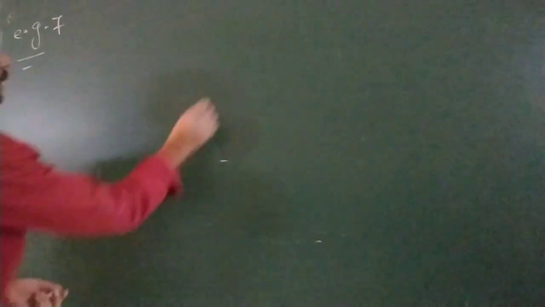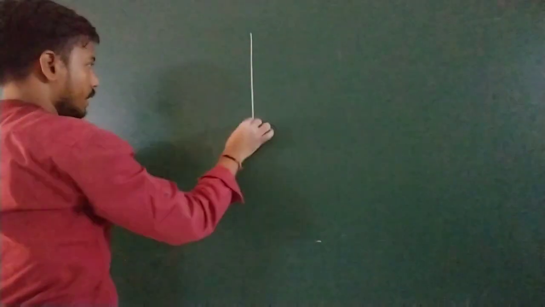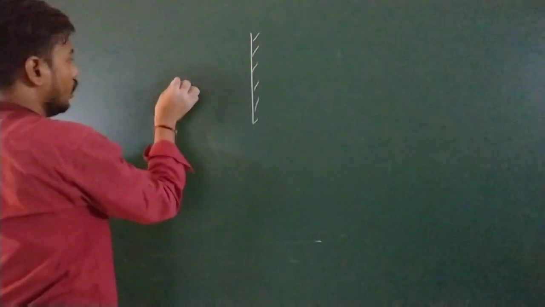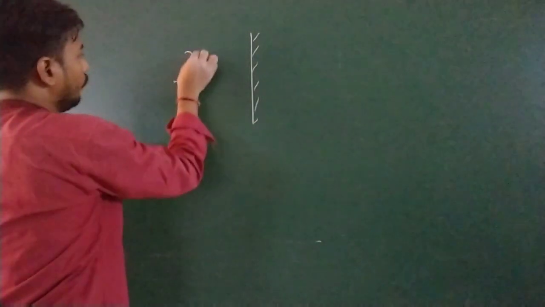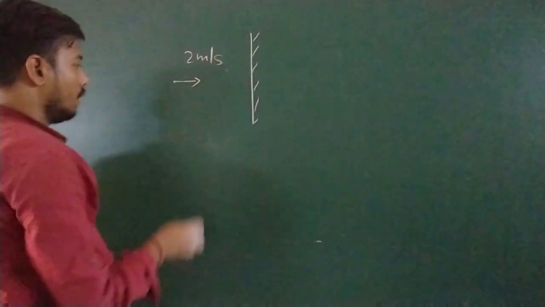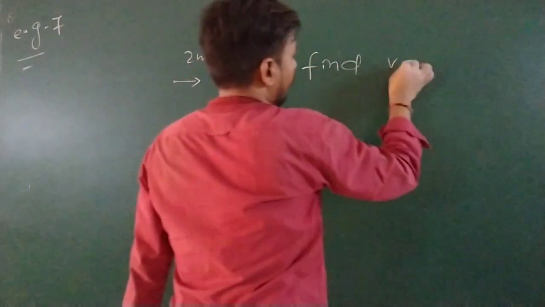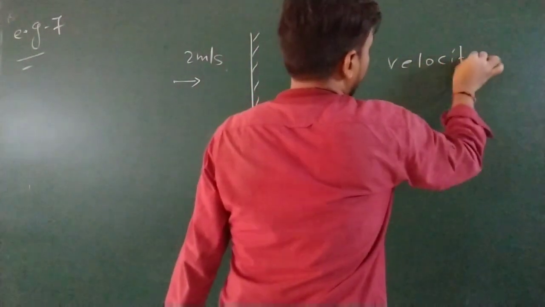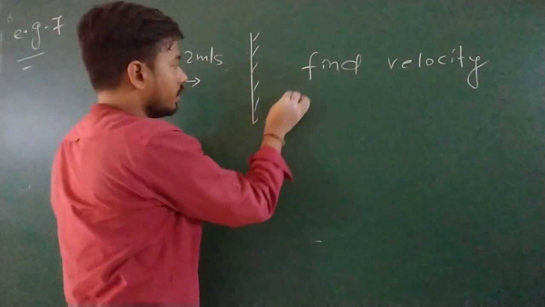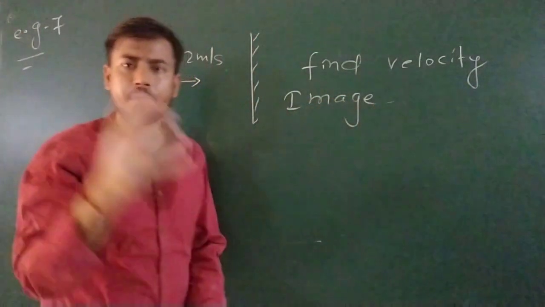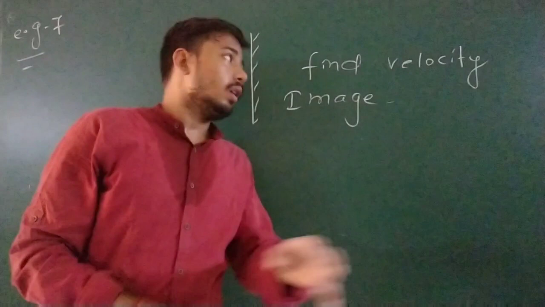Example number 7, I think. Very easy question. Suppose that this is a mirror and here is an object. Object is coming at 2 meter per second. Find the velocity of image. Yeah, tell me, very easy question. You can do it. Yesterday we have studied.